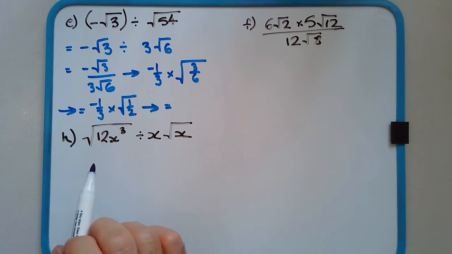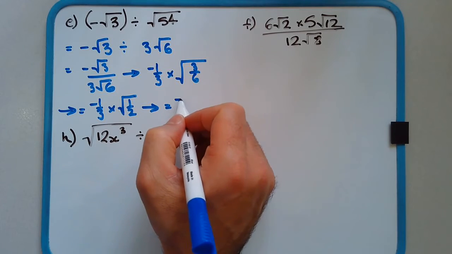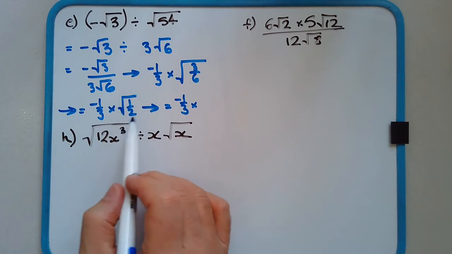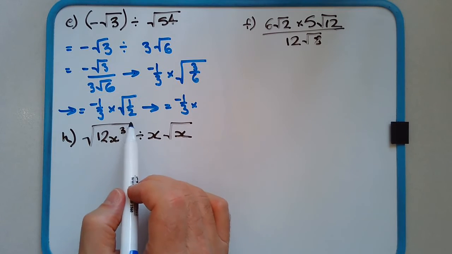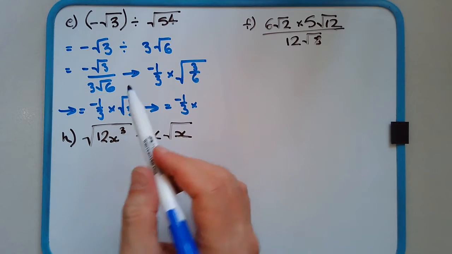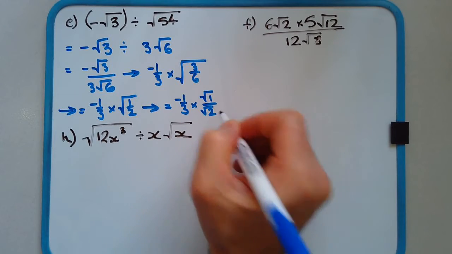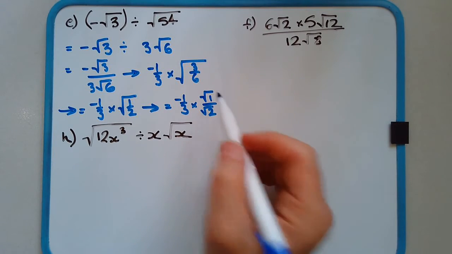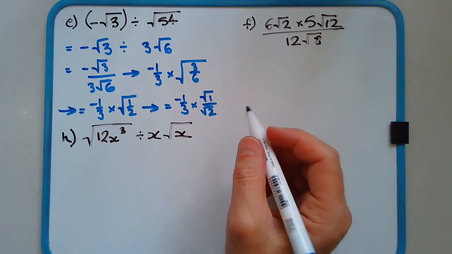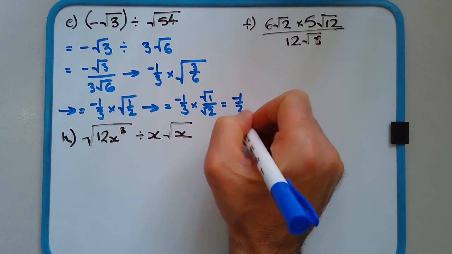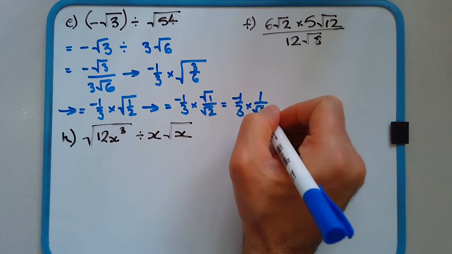So moving on to the next line, that's just negative 1 on 3 multiplied by, now I'm going to split this surd back up again, because the square root of half is just the square root of 1 over the square root of 2. And square root of 1 is just 1, isn't it? Okay, so that's going to be equal to negative 1 on 3 multiplied by 1 on root 2.